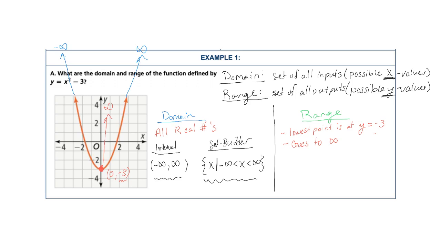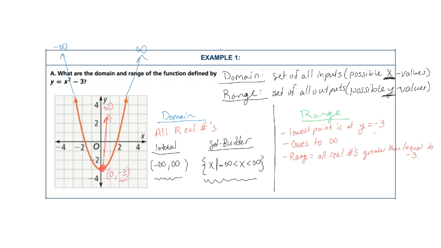this tells us that our range is all real numbers greater than or equal to -3. Okay, so it starts at -3 right here, and it goes all the way up to infinity. So it includes it. That's where you have greater than or equal to -3.